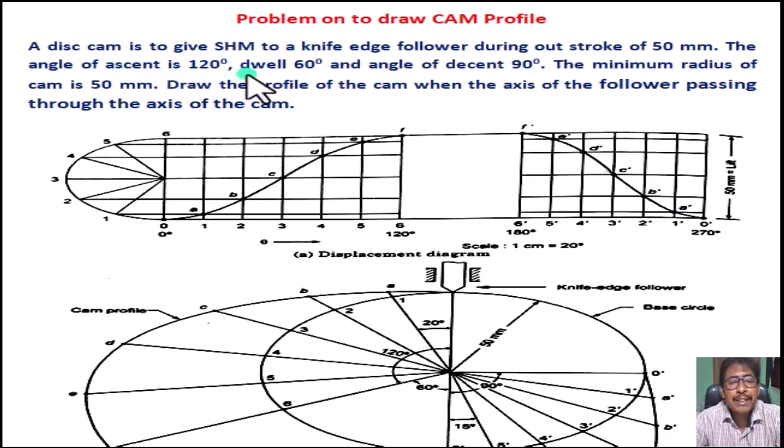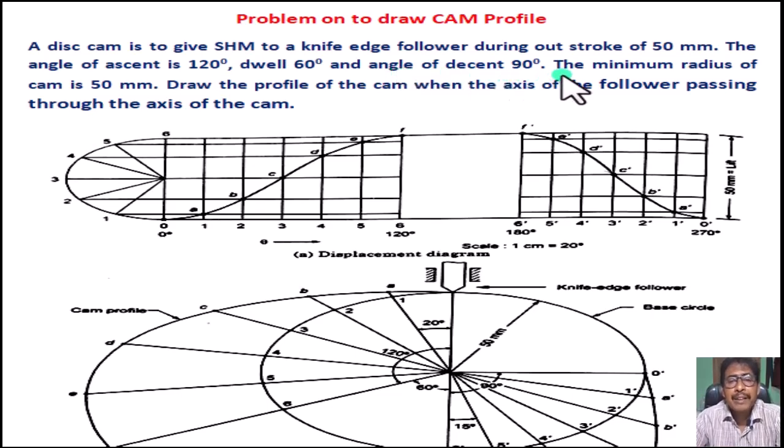Next, the angle of dwell is 60 degrees. What is the meaning of angle of dwell? It is the angle of rotation of the cam during which the follower remains stationary. And the angle of descent is 90 degrees. What is the meaning of angle of descent? It is the angle of rotation of the cam during which the follower lowers down.